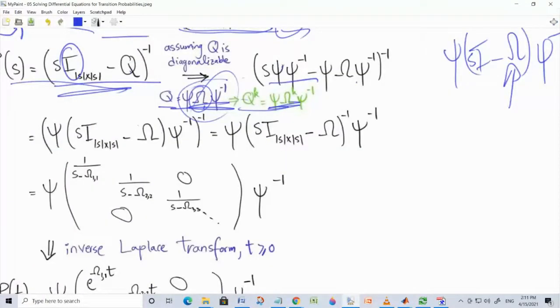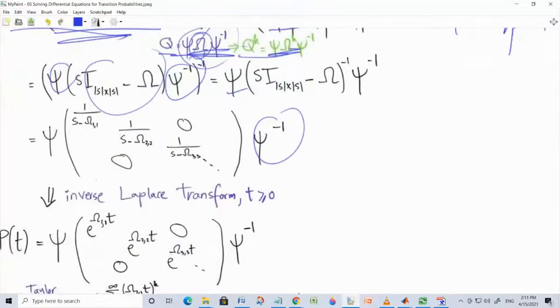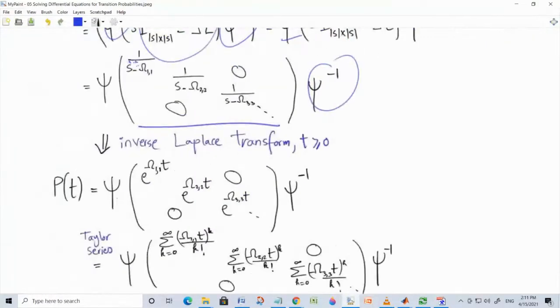Then if you want to take the inverse, the inverse will be Ψ, the inverse of the diagonal matrix, then Ψ inverse. Well, that's an easy inverse. You go to each main diagonal element and flip it, take the reciprocal. And you do the inverse Laplace transform. This is the Laplace transform of an exponential function, so the inverse Laplace transform will be those exponentials here.